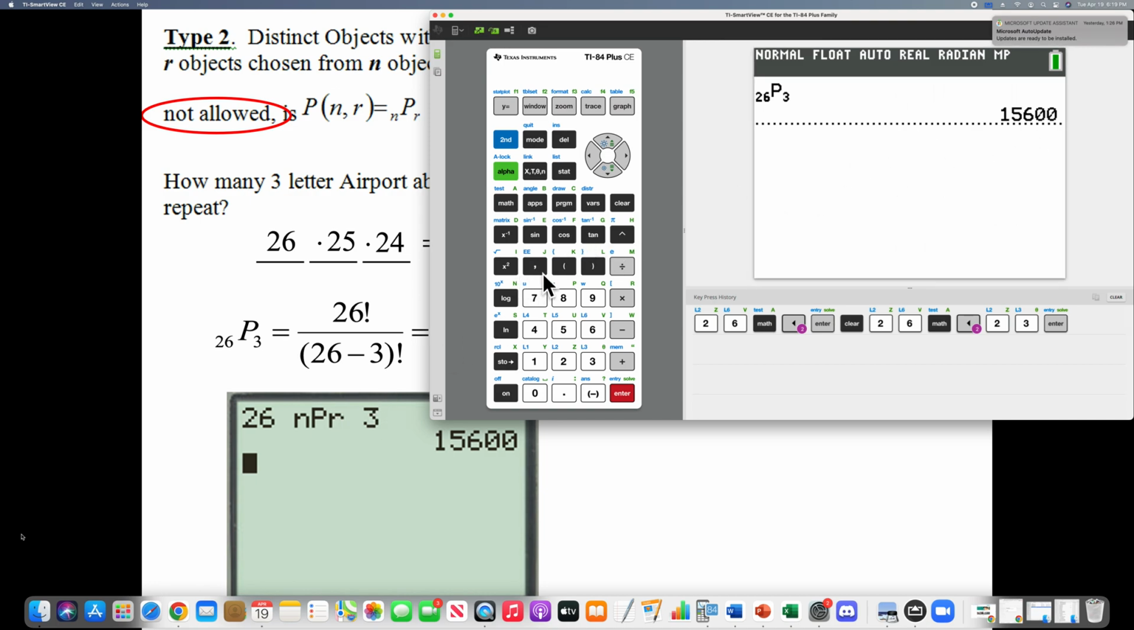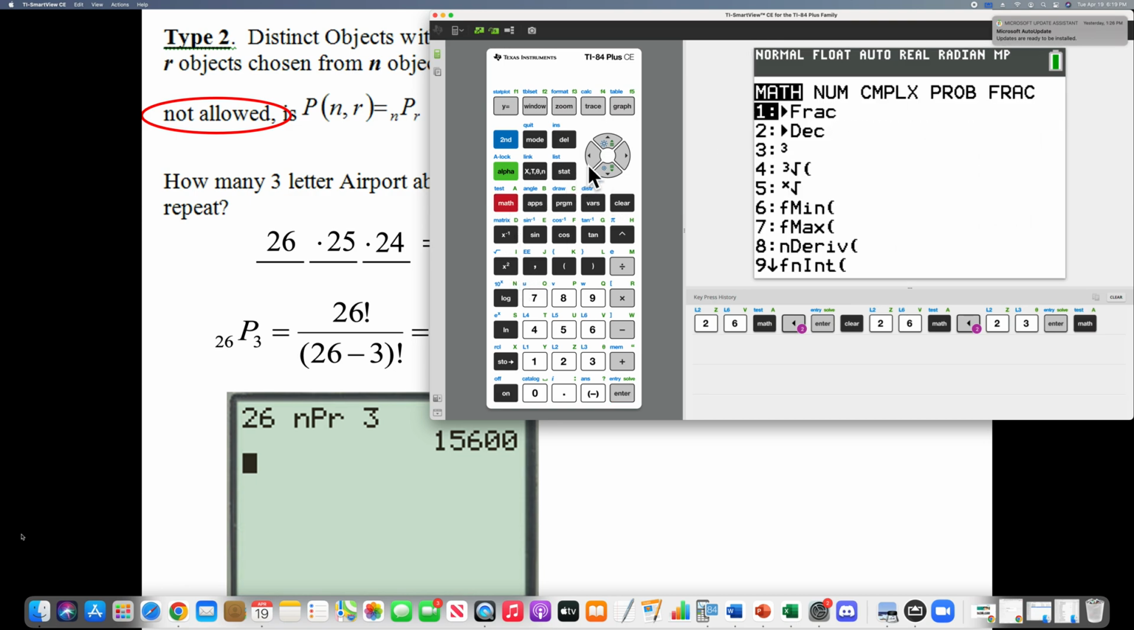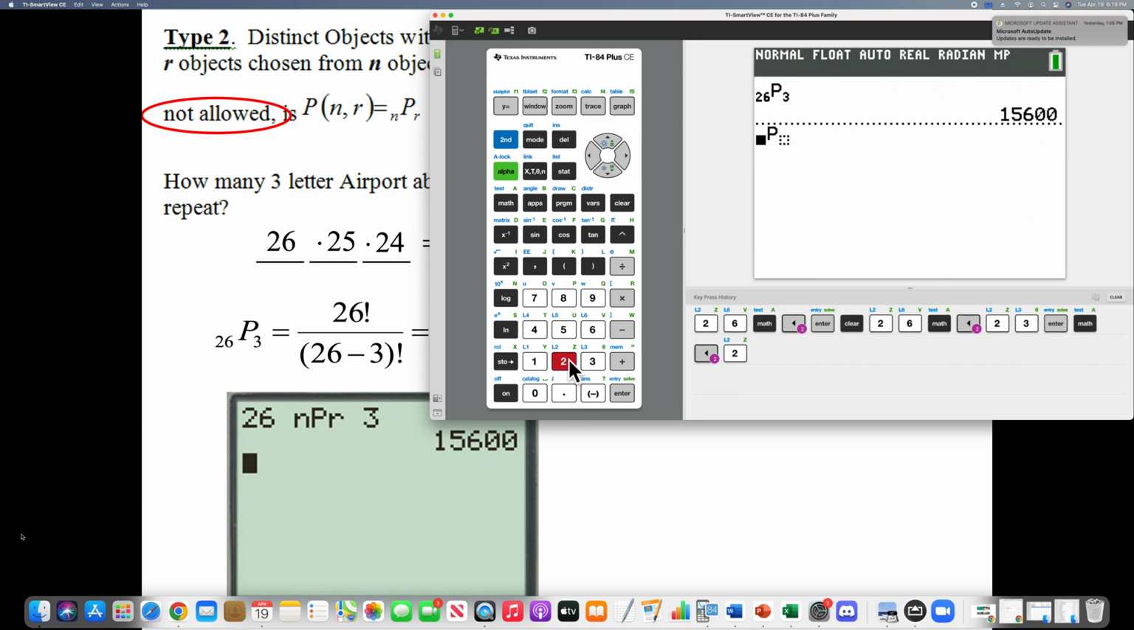Now, with the newer calculators, you don't have to hit the number first. You can go Math, Probability, number 2 for permutation. It leaves you 2 empty text boxes, and then you can just type them in. Just right arrow over to the next one.